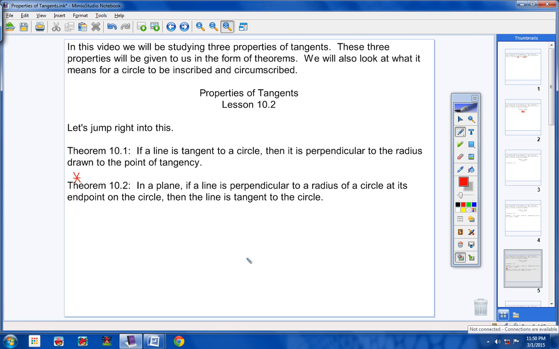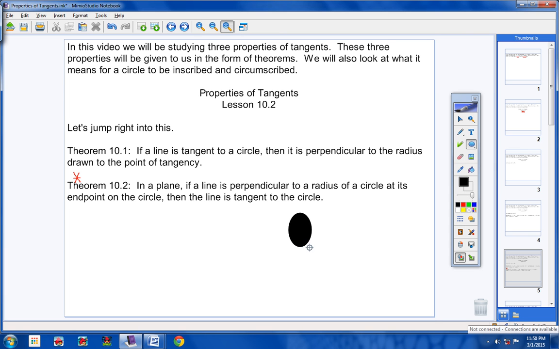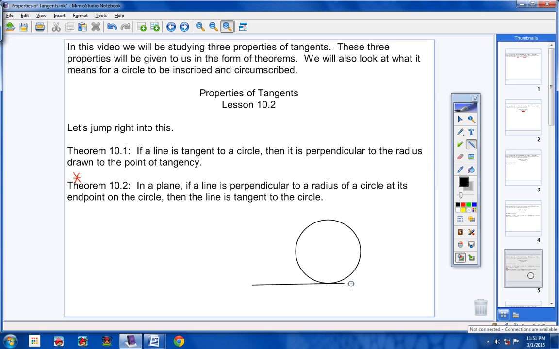In a plane, if a line is perpendicular to a radius of a circle at its endpoint on the circle, then the line is tangent to the circle. And I'll explain that in just a second. Okay, let's go ahead and draw a circle, students. In your notes, go ahead and draw a circle if you would, please. And I'm going to draw a line as tangent to the circle down here.